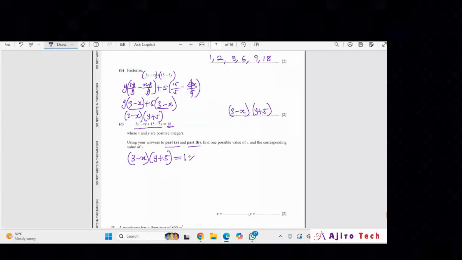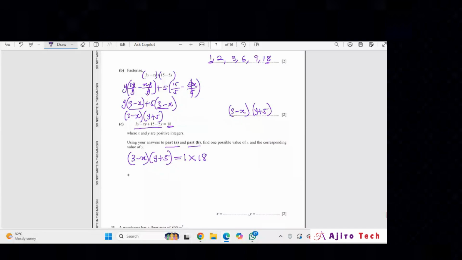I can use 1 times 18. I'm using 1 and 18. That is why it says part A and part B. So in place of this 18, I'm using 1 and 18. Somebody can use another one, 2 and 9. Somebody can use 3 and 6. So whatever you want to use is fine.